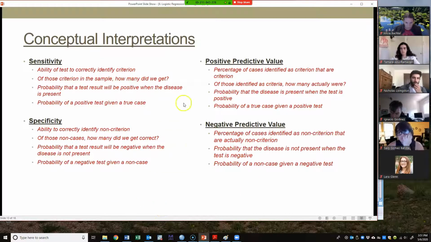Okay, cool. So here are just some different conceptual interpretations of sensitivity, specificity, positive, and negative predictive value. Go through, take a look at those. Again, if you're working with models where your goal is to identify people who are falling into a different category, this can be a really nice way to start to provide some context and interpretation around things.